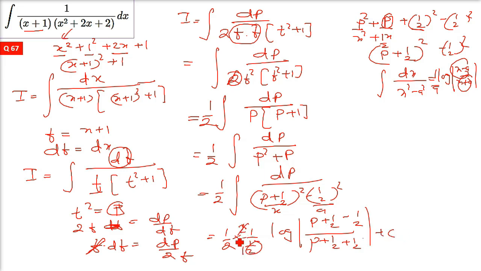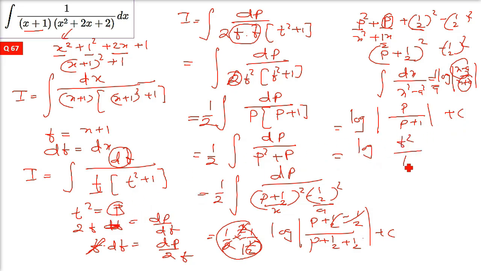So this numerator will be p only, the half gets cancelled. Half plus half is 1. So this is log of p by p plus 1 plus constant of integration. Now p was t square. So it's log of t square by t square plus 1, plus constant of integration.